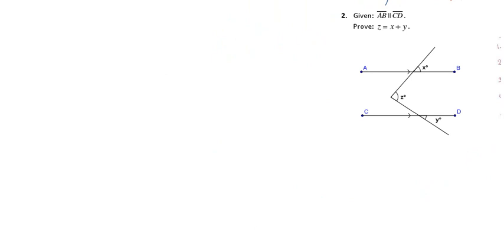And number 2 says, given AB parallel to CD, prove Z is equal to X plus Y. So given that AB is parallel to CD, prove that Z is equal to X plus Y. Z is here, X is here, Y is here. How can these two angles X and Y, the sum of these two angles, be equal to angle Z? We're going to see it by now, or you should have any ideas by now.